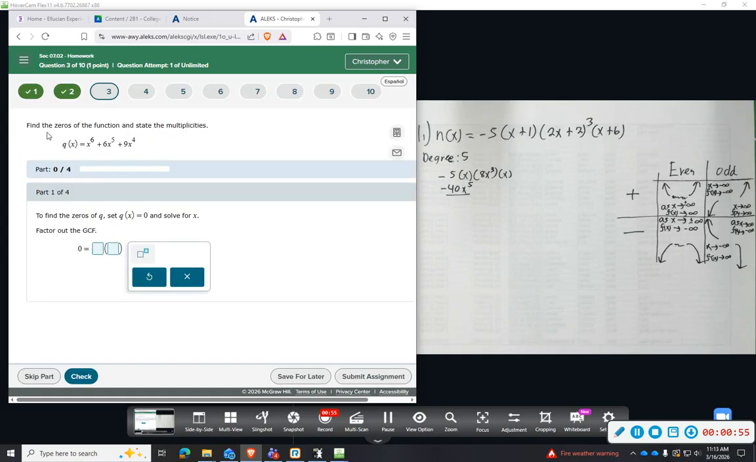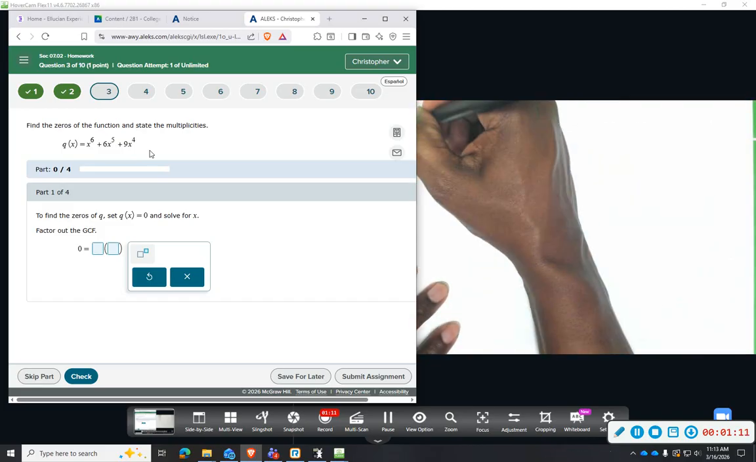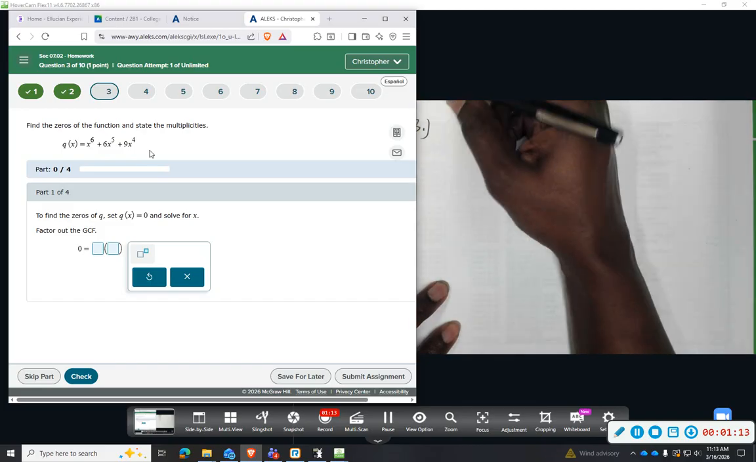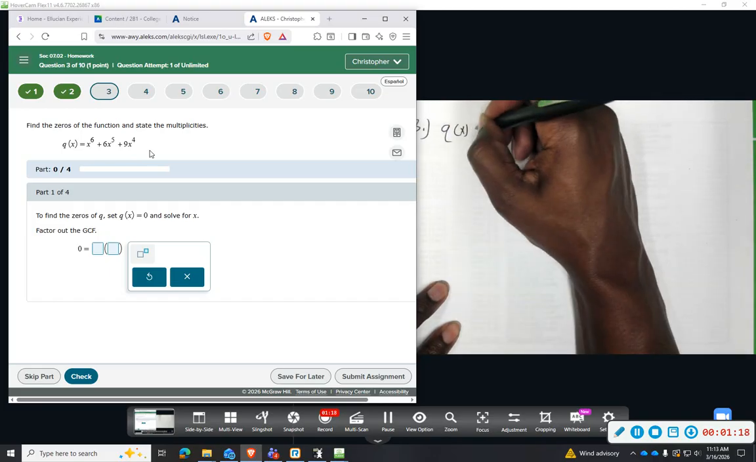All right, number 3, we have 4 parts. It wants us to find the zeros, state the multiplicity, and so for this we're going to need to factor. So it says, find the zeros, we're going to factor out the greatest common factor. So that's going to be step 1. So here's number 3. We have q of x. Again, it just stands for y.